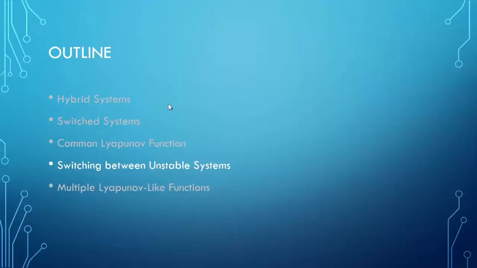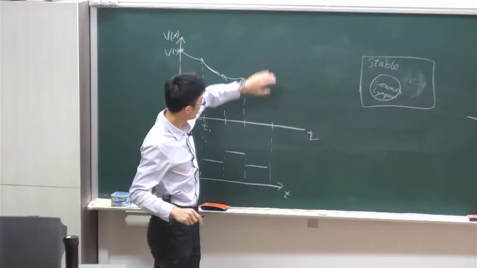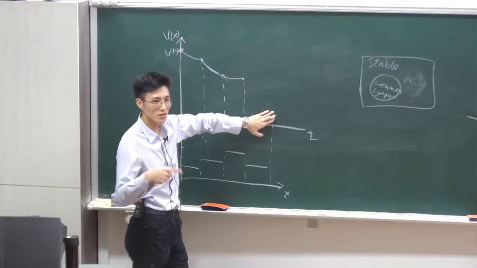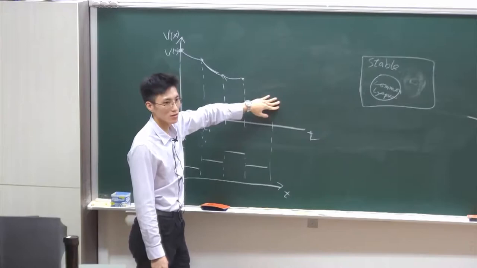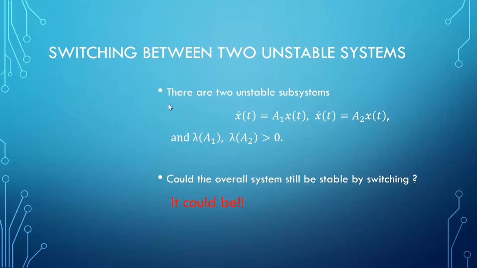And the fourth topic is interesting because when you switch between unstable systems, what happens? Can you stabilize the system if these systems are unstable? Can you design a switching law that guarantees stability of the overall system, even though each subsystem is unstable? And the answer is yes. For example, if you have two unstable subsystems, x dot equal to A1x and A2x, and A1, A2 have all eigenvalues positive. That means both systems are unstable. Can the overall system still be stable by appropriately designing a switching condition? Yes.